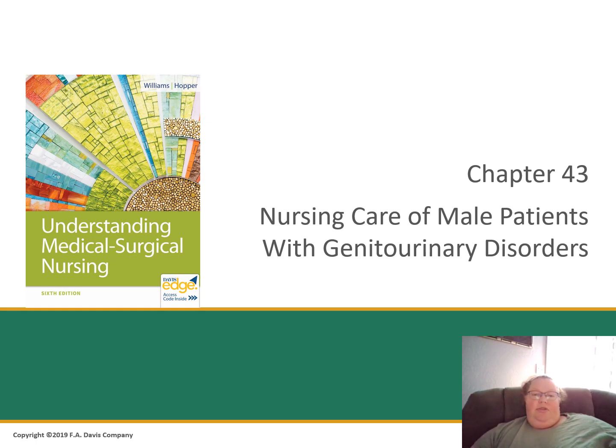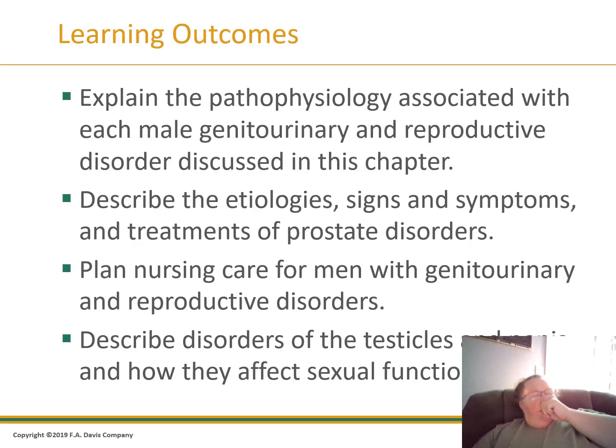All right, chapter 43, the nursing care of male patients with genitourinary disorders. Learning outcomes: we're going to explain the pathophysiology associated with each male genitourinary and reproductive disorder discussed in this chapter. Describe the etiology, signs and symptoms, and treatment of prostate disorders. Plan nursing care for men with genitourinary and reproductive disorders. And describe disorders of the testicles.